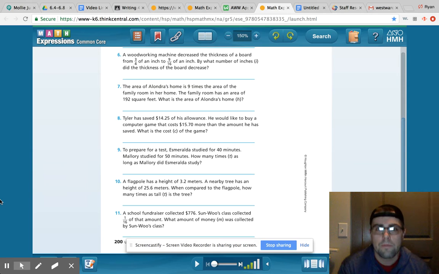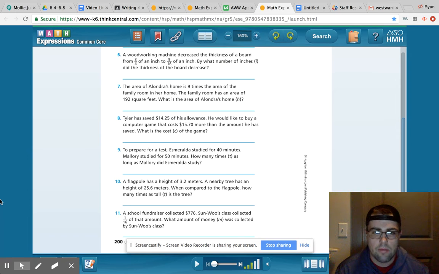So here we get started. The area of Alondra's home is 9 times the area of the family room in her home. The family room has an area of 192 square feet. What is the area of Alondra's home? And they use h to represent their variable. We'll actually be using the same variable for our example today.